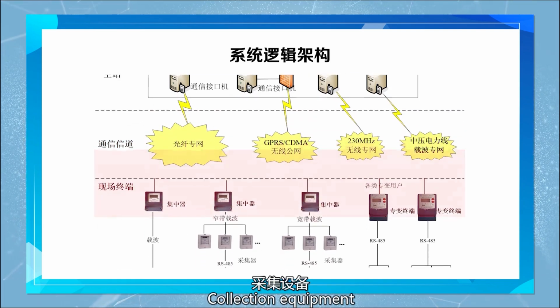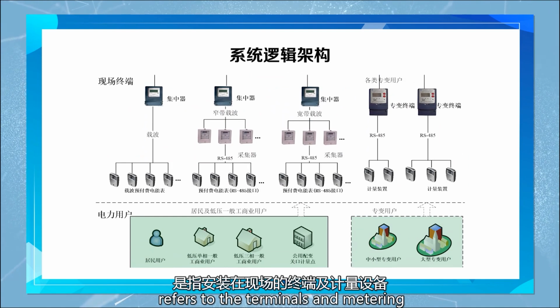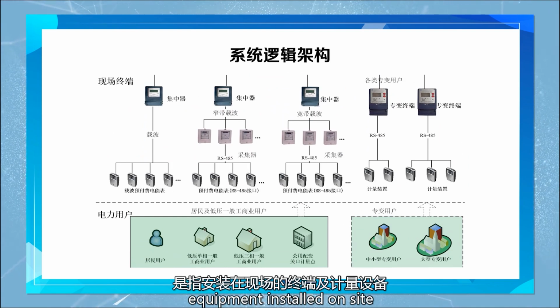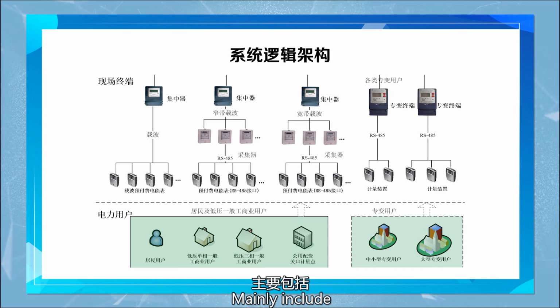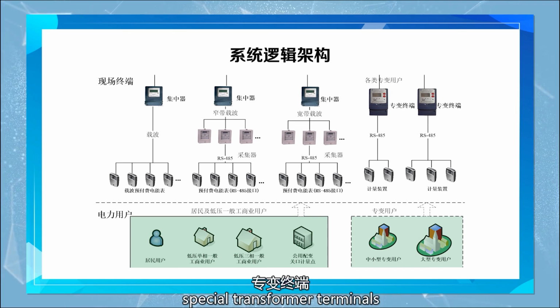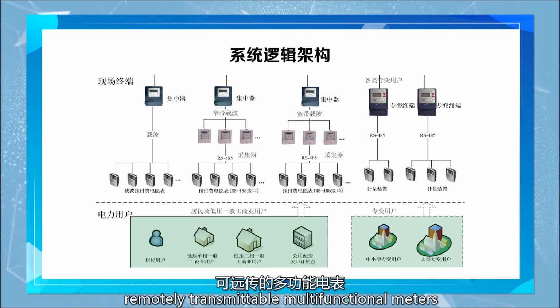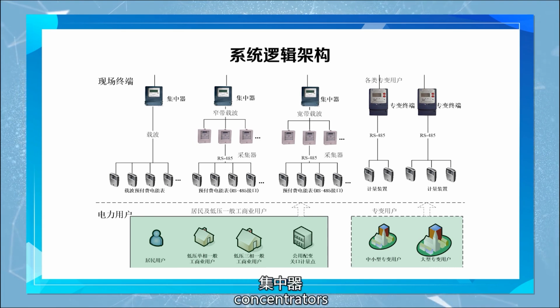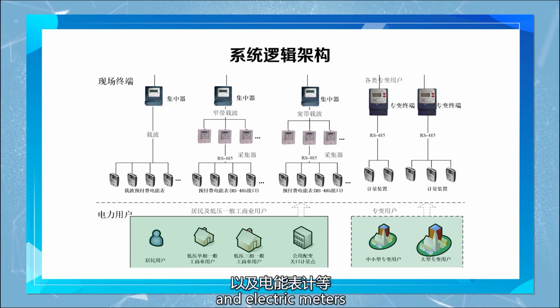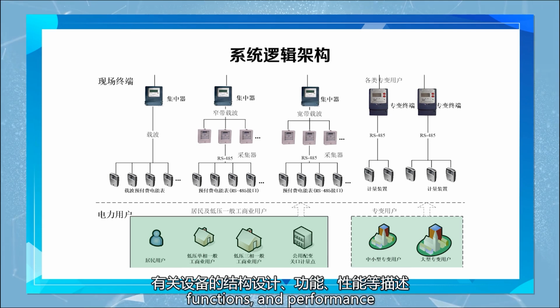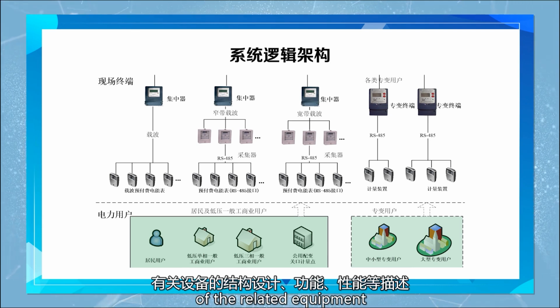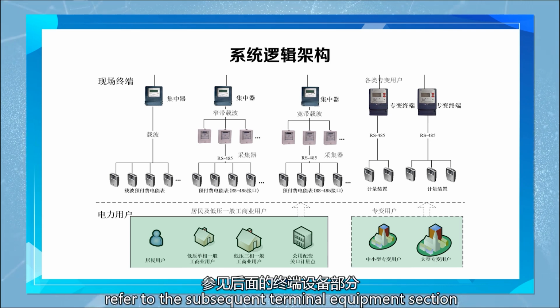Fourth, collection equipment refers to the terminals and the metering equipment installed on-site, mainly including special transformer terminals, remotely transmittable multifunctional meters, concentrators, collectors, and electrometers. The structural design, functions, and performance of the related equipment refer to the subsequent terminal equipment section.